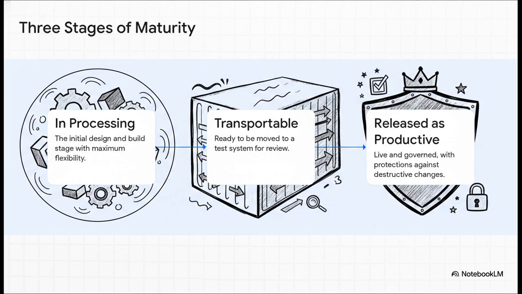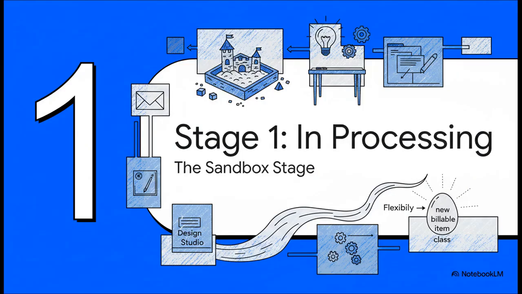Okay, so at the very heart of this whole life cycle are these three stages. Think of them as levels of maturity. Each one gives you a different level of control. We start in the design and build phase, then move on to review and test, and finally, we get to the live and governed state. All right, let's jump right into stage one, in processing.